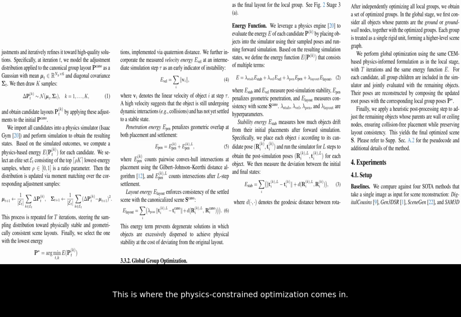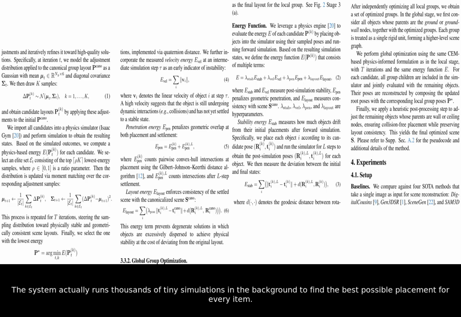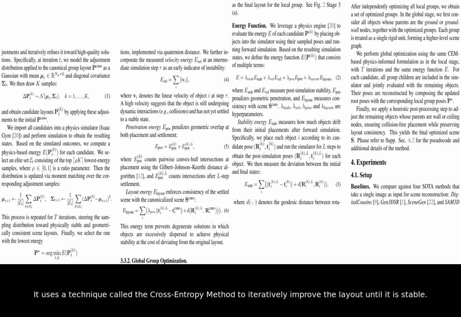This is where the physics-constrained optimization comes in. The system actually runs thousands of tiny simulations in the background to find the best possible placement for every item. It uses a technique called the cross-entropy method to iteratively improve the layout until it is stable. It specifically looks for the elite layout where objects have the lowest velocity energy. This ensures that the digital world behaves just like the real world would, without objects shaking or drifting.